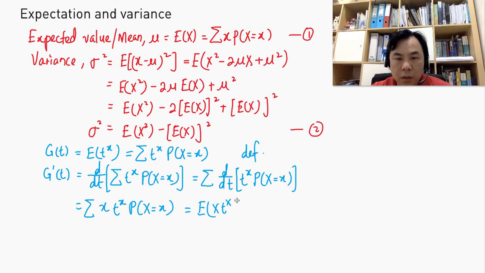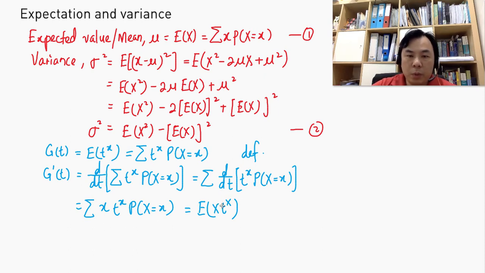E[X t^X], the expected value format, which is exactly the same through both of the definitions 1 and 2. You can see that E[X] is a summation of x with p. So if it is E[X t^X], that must be the expected value of X t^X there. Right. I hope that's clear.